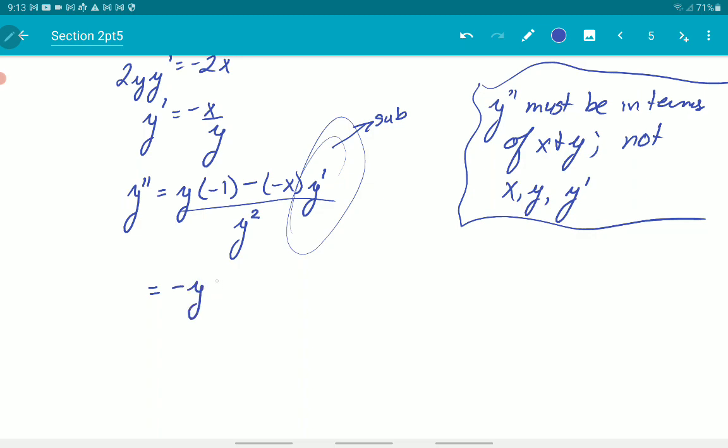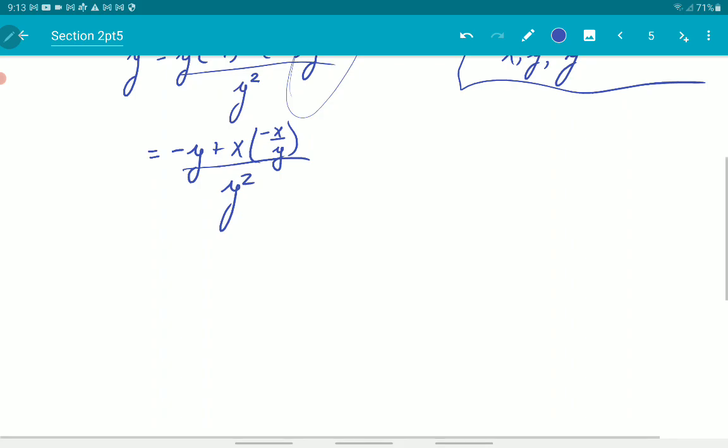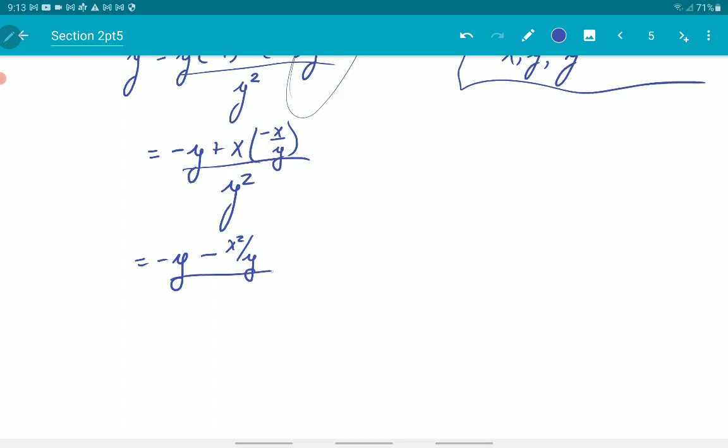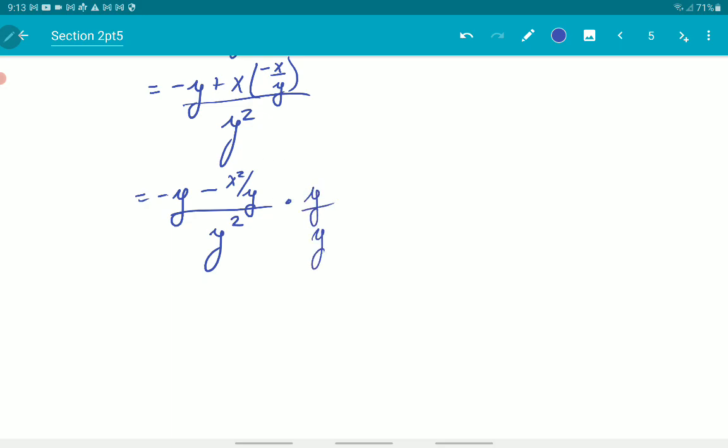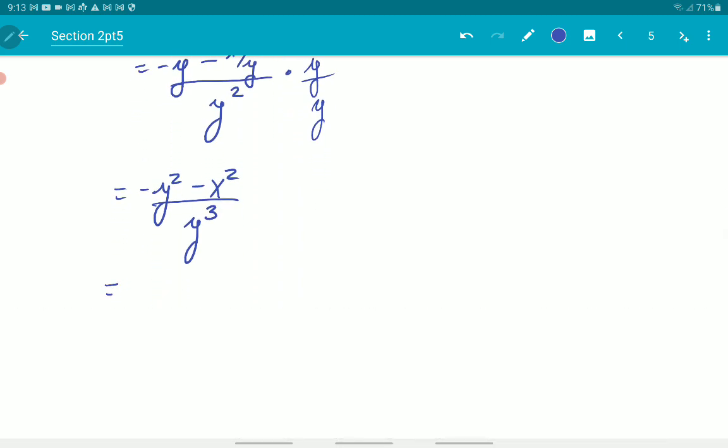We have negative y plus x times y prime, which was negative x over y, all over y squared. So we have negative y minus x squared over y, all over y squared. And I'm going to get rid of this complex fraction by multiplying the top and the bottom of the big overall fraction by y. So I'm going to have negative y squared minus x squared over y cubed. And I could leave it like that, or if we wanted to, we could factor a negative out of the top.